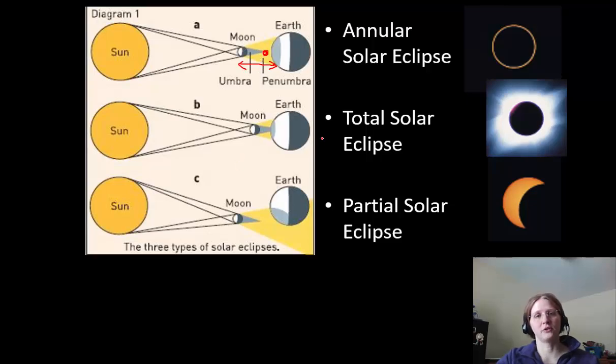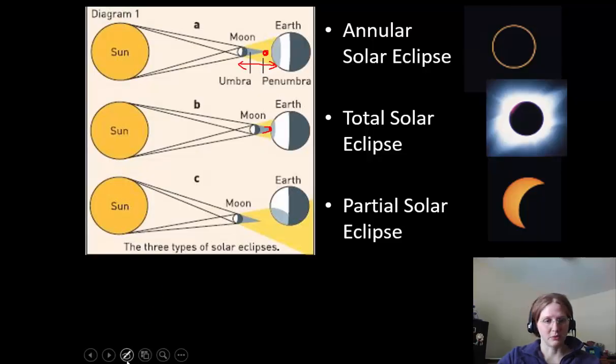A total solar eclipse is when the umbra actually touches the Earth's surface. So the total shadow touches the Earth's surface, and you have to be in that tiny little location right in there in order to see totality. In order to see the total solar eclipse, you have to be in that small, complete shadow. The partial solar eclipse would happen if you were just in the penumbra at any point.